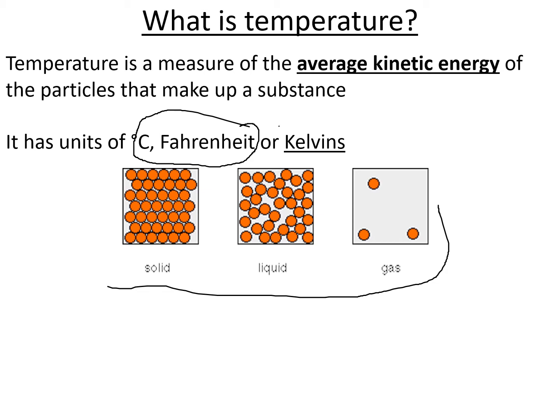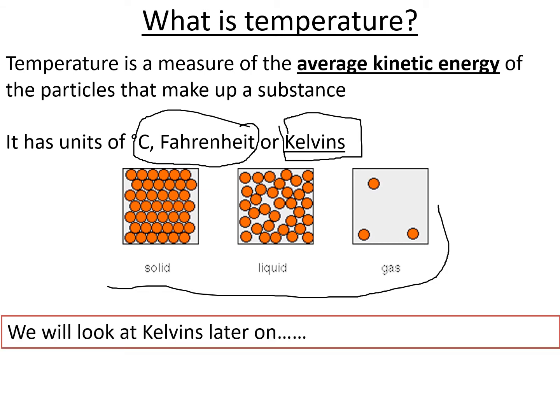Kelvins is a new one, and we'll be focusing a lot on kelvins over the next couple of lessons. Okay, and we'll learn why kelvins is actually a lot more useful later on. So to summarize, you've had the definition for heat energy and how heat always goes from hot to cold, and you've had the definition for temperature, and also a new unit for temperature, which is called kelvins.